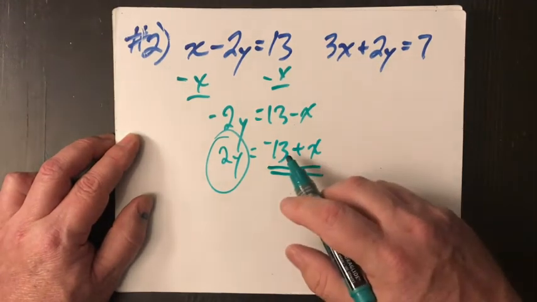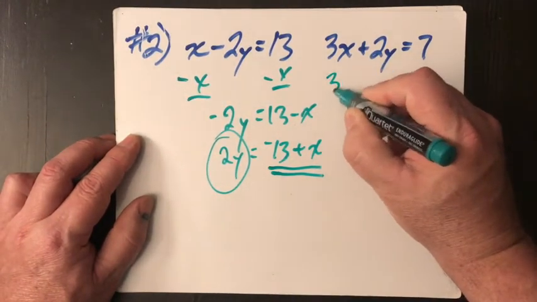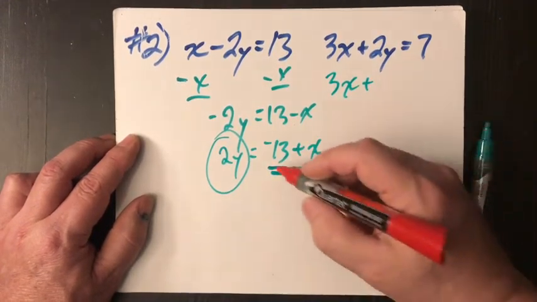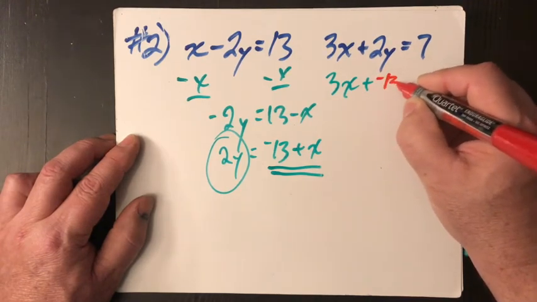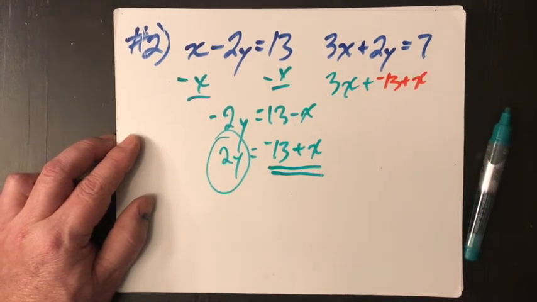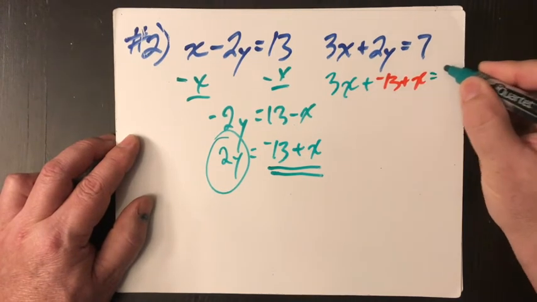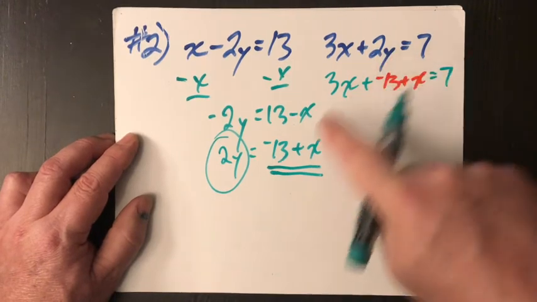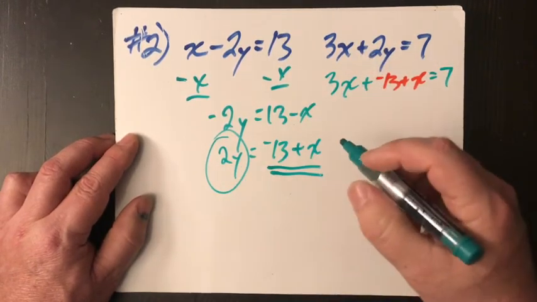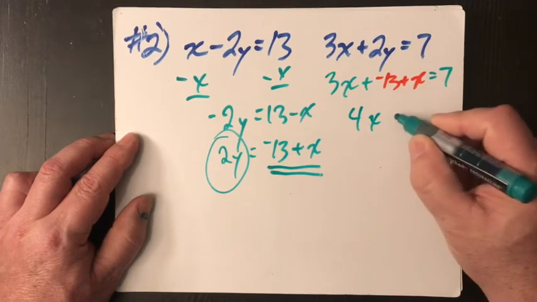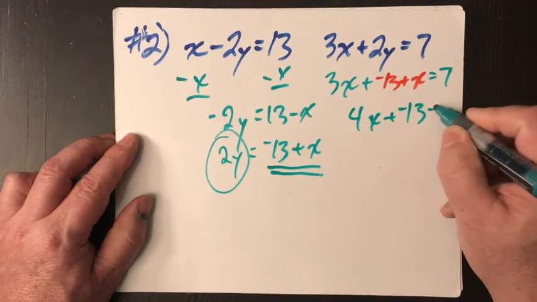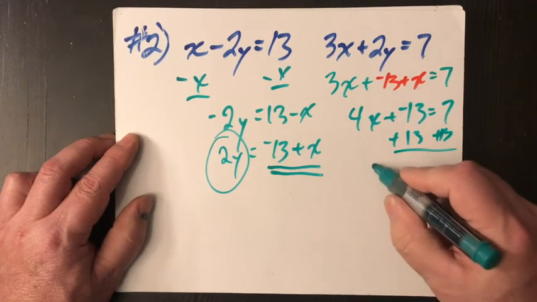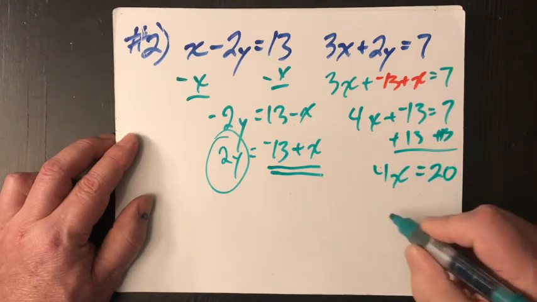2y equals this. So I'm not going to replace y with this. I'm going to replace 2y with this. This becomes 3x plus, instead of writing 2y, I'm going to write negative 13 plus x equals 7. Again, I didn't replace y, I replaced 2y with that. This gives me 4x plus negative 13 equals 7. Adding 13, we get 4x is 20, or x is 5.